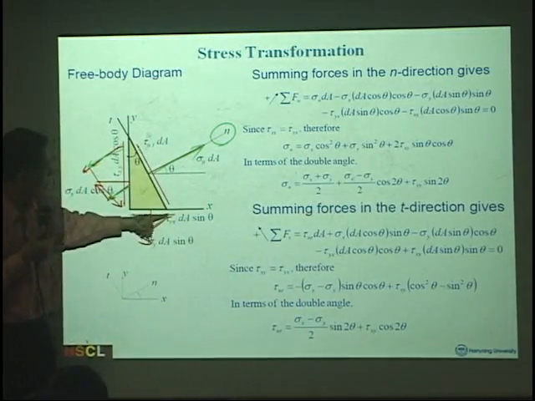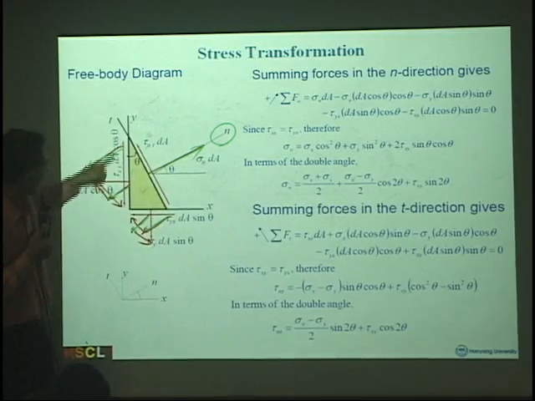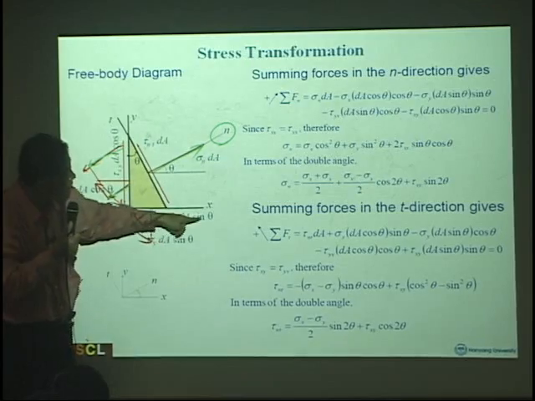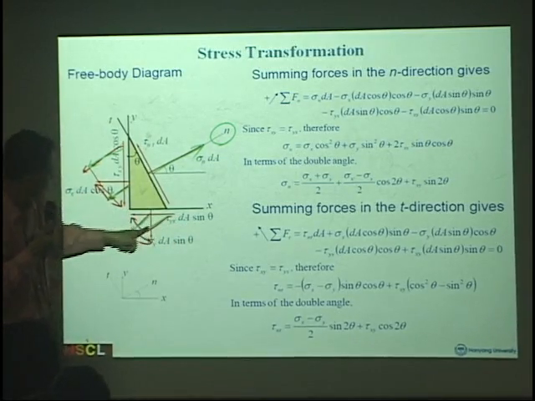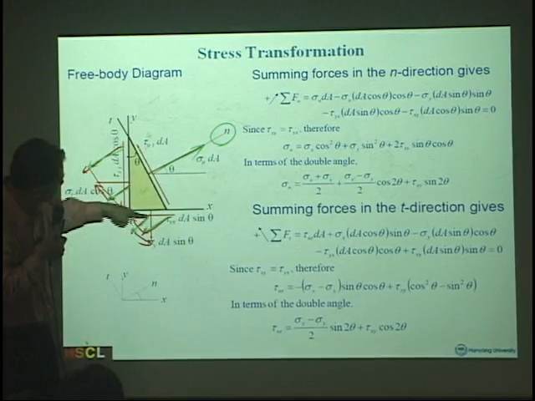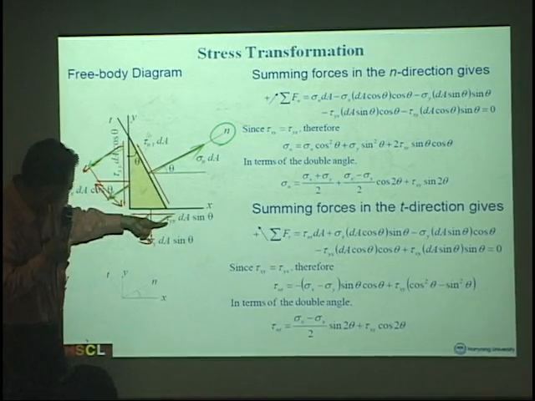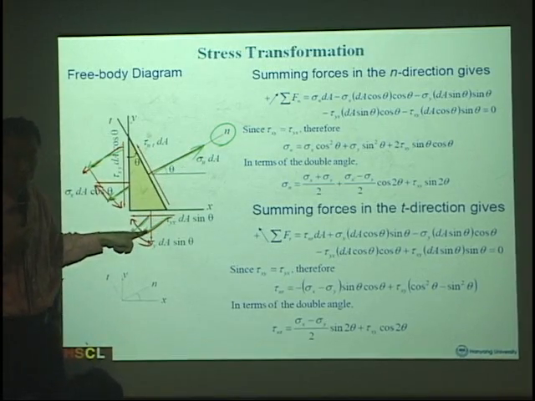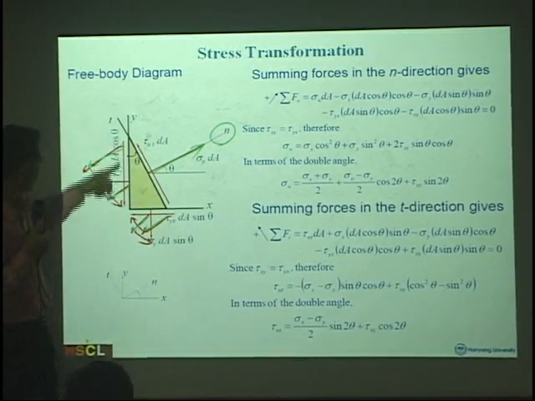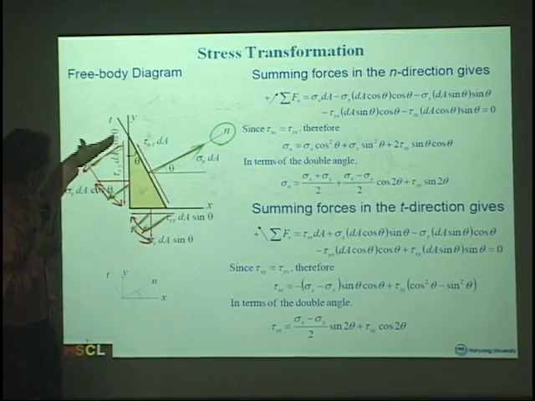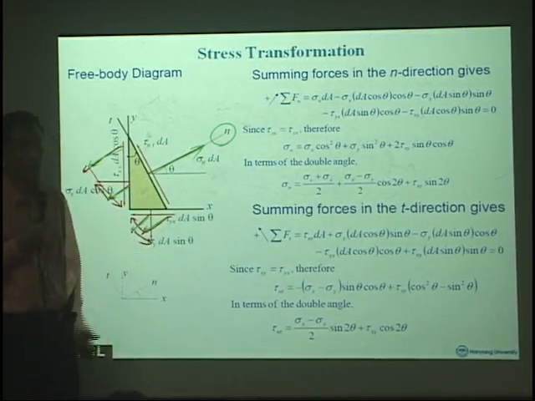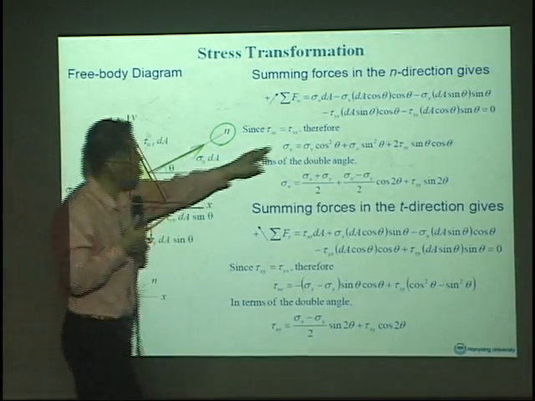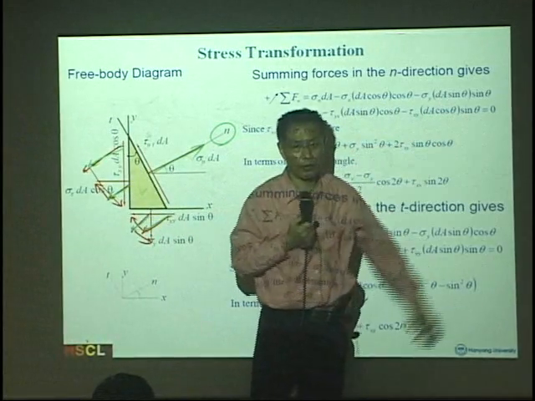Here we have tau, and we have tau here. So this one again is tau yx dA sine theta, and we have this much component. And same for here, we have this component. So we consider these four, the n-directional force, and this needs to be all zero, force equilibrium.